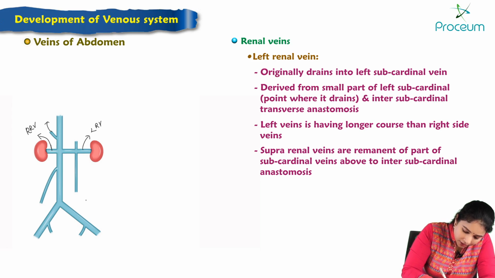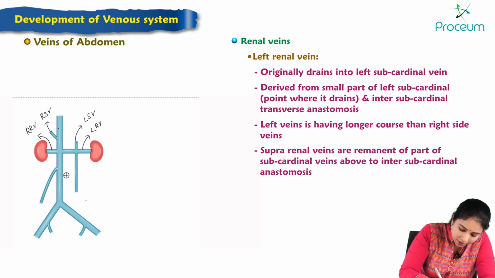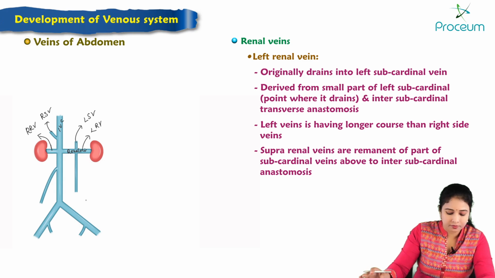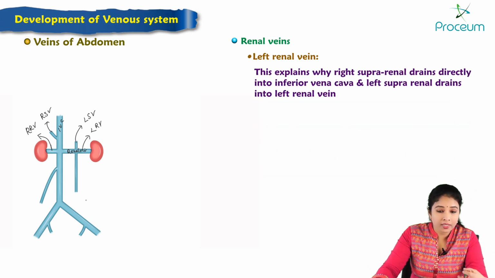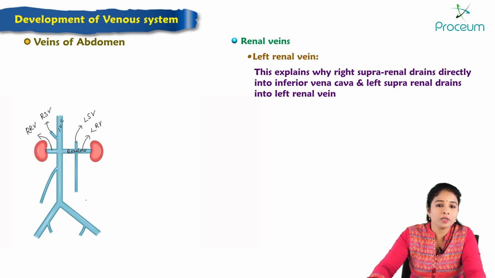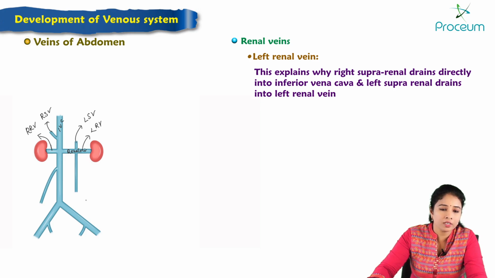And here is the right suprarenal vein. This is the left suprarenal vein which drains. So right suprarenal vein is draining into inferior vena cava, whereas the left suprarenal vein is draining into renal veins. So this explains why the right suprarenal vein drains directly into the inferior vena cava, whereas the left suprarenal vein drains into left renal vein.